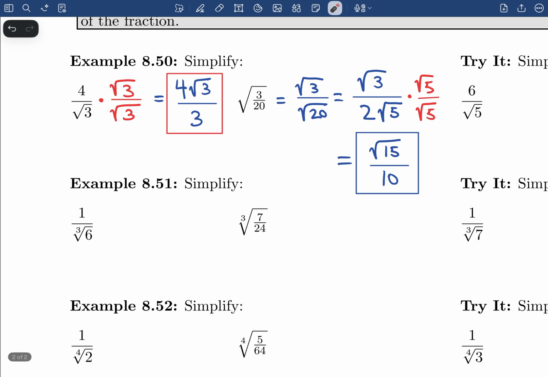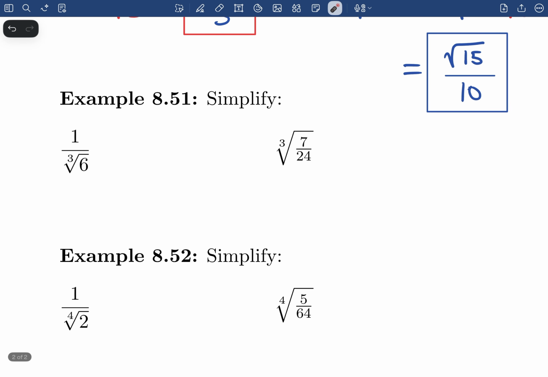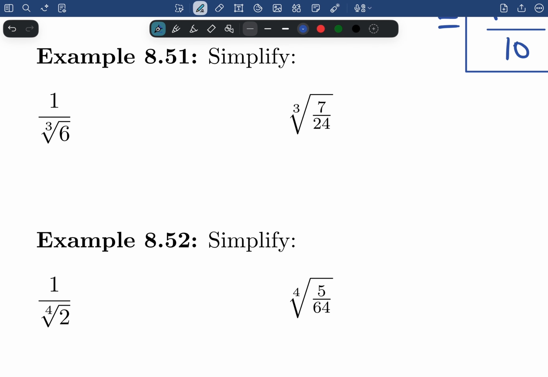So now the question is, what if we increase the index value? And instead of dealing with square roots, we deal with cube roots or fourth roots. So I will quickly show you how I would handle those types of scenarios. All right, so jumping in here to this next example, dealing with cube roots and rationalizing the denominator.